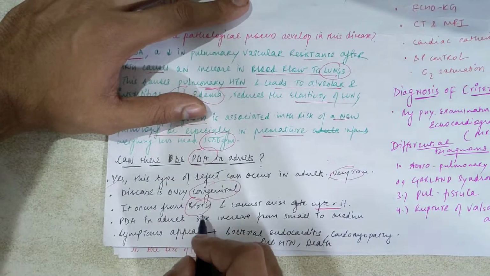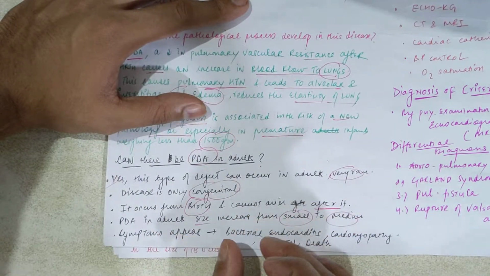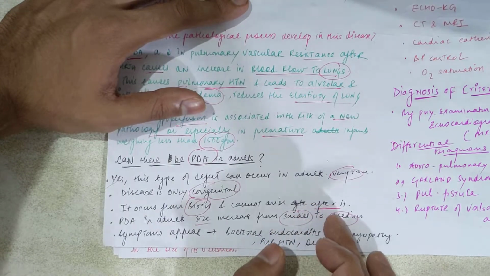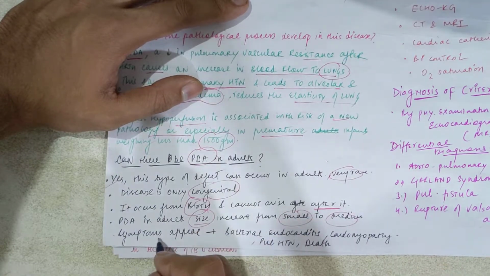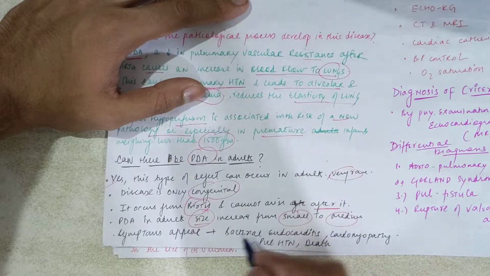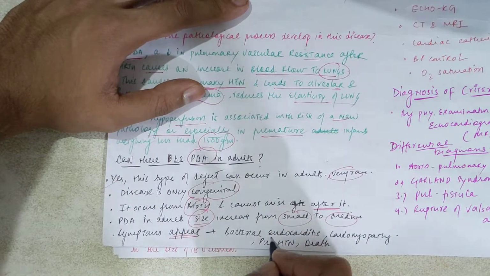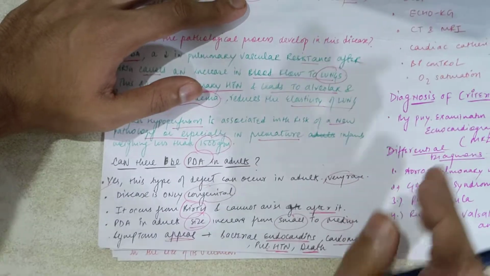So PDA in adults increases in size from small to medium. So if during birth the size is very small, then at a later stage, in adulthood, it can reach medium or large. That change we commonly see in adults, but it is very rare that it newly occurs in an adult. Symptoms appear like bacterial endocarditis. It can lead to cardiomyopathy, pulmonary hypertension, and death at a later stage.